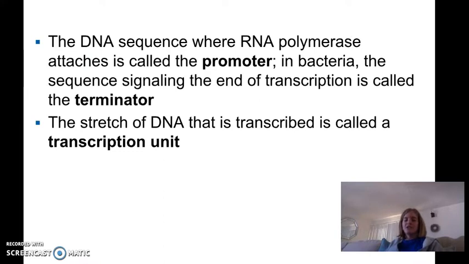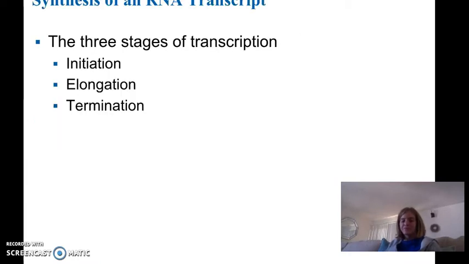So once again, just as a quick review, RNA polymerase attaches to a DNA sequence known as the promoter in both eukaryotic and prokaryotic cells. And in bacteria, there is also an end signaling sequence known as the terminator. Once again, there are 3 stages: initiation, elongation, and termination, and I'll go over them one more time very quickly. Keep in mind, transcription is how RNA is synthesized from DNA.